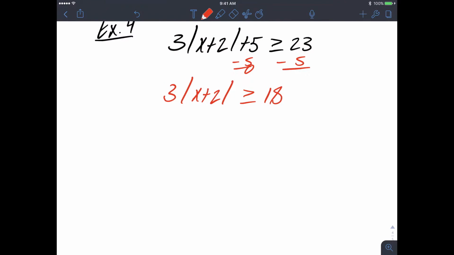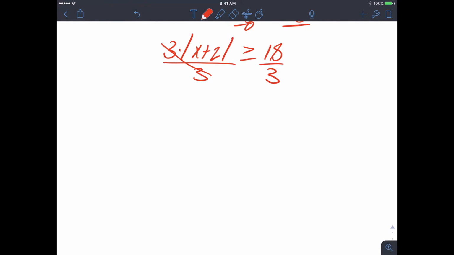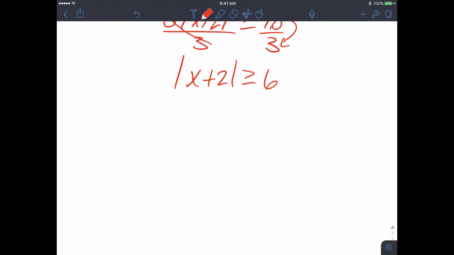Now we're going to go ahead and get rid of that 3. When they're next to each other, I'm sure you guys know it's multiplication, but just in case you don't, the opposite of multiplication is division. Divide by 3 on both sides. 3 over 3 will cancel, it's just 1. So you'll get absolute value of x plus 2 greater than or equal to 18 divided by 3 is 6. Now it's in the form that we can work with.